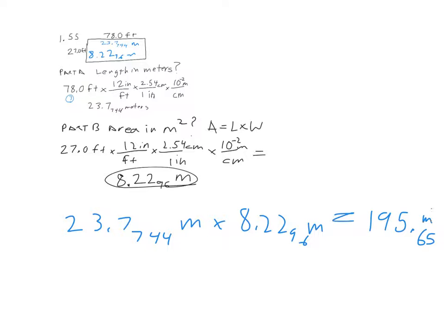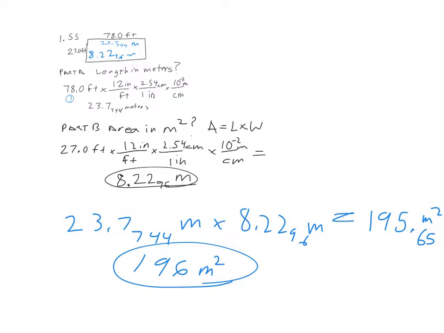195.65 meters squared, which with sig figs would give us that nice 196 meters squared. Just a second here. And let me double check. I want to make sure I'm not leading you astray. Good. I'm not leading you astray.